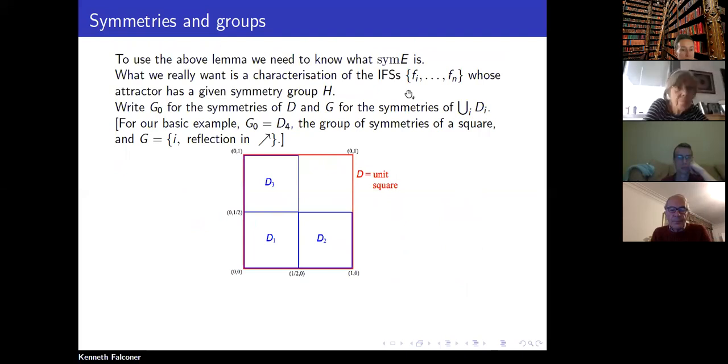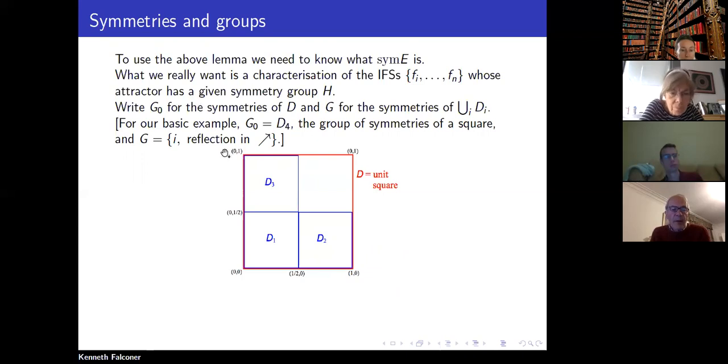So that's what I was saying. We need to know what the symmetry group is. And what we really want is a characterization of iterated function systems whose attractor has a given symmetry group H. So to analyze symmetries, one obviously tends to use group theory. And so we're going to start introducing a bit of group theory to help us with this problem of finding symmetry groups of these attractors and counting them.